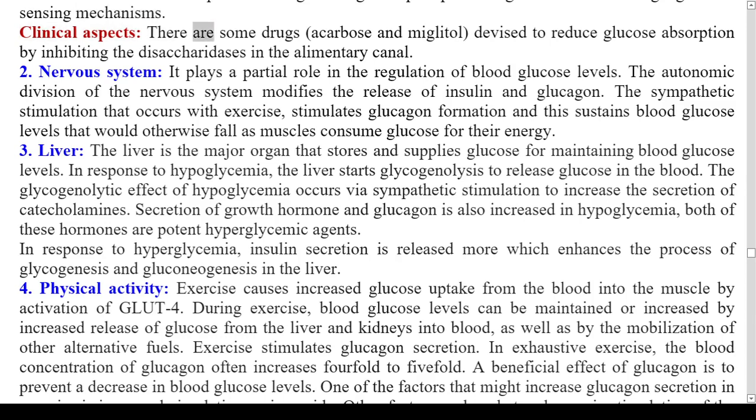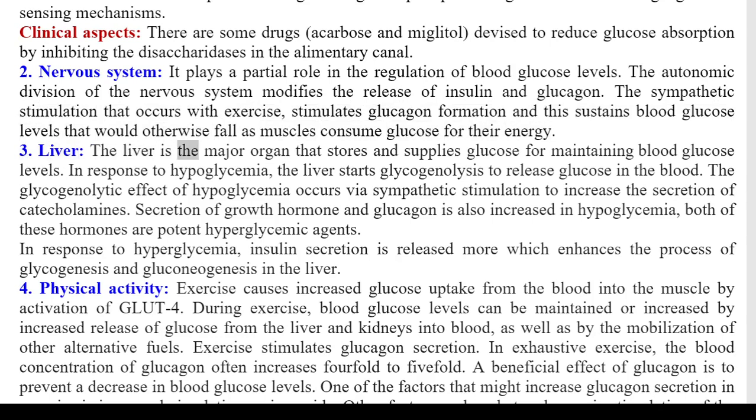Clinical aspects. There are some drugs, acarbose and miglitol, devised to reduce glucose absorption by inhibiting the disaccharidases in the alimentary canal. 2. Nervous system. It plays a partial role in the regulation of blood glucose levels. The autonomic division of the nervous system modifies the release of insulin and glucagon. The sympathetic stimulation that occurs with exercise stimulates glucagon formation, and this sustains blood glucose levels that would otherwise fall as muscles consume glucose for their energy.